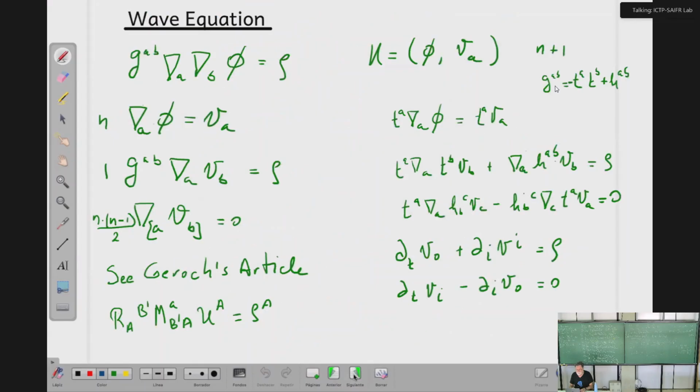Okay? Well, let's go back to the symmetric hyperbolic, and let's take the example that we already saw a bit.